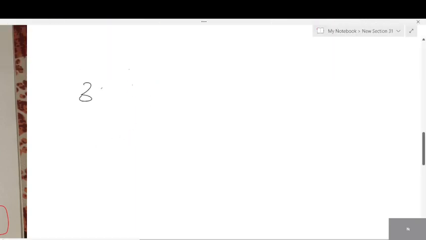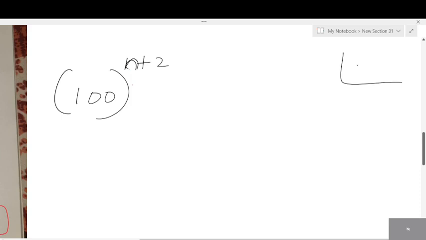Okay, next one. 30 to the power n plus 2. No, not 30. 25 to the power. Let me write 100. 100 to the power n plus 2. Again, what type of value is given, students? The power has what type of value? Variable. So what do you have to do with the base? Factorize. What do you get? No, no, no, not 10 square. You shouldn't write 10 square directly. You should start from 2. What do you get?